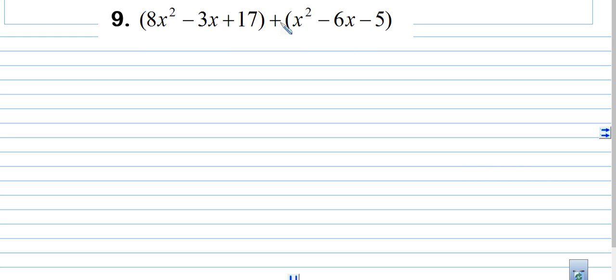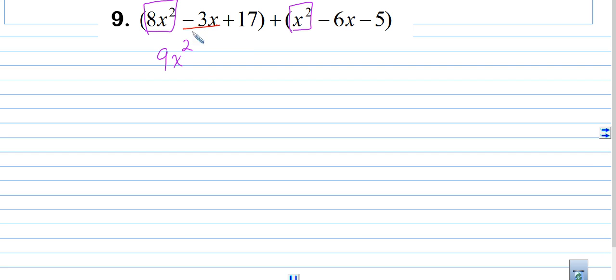Okay? When it's addition in the middle, you really don't have to do anything different. You just combine like terms. We have 8x squared plus 1x squared. So 8 plus 1 is 9x squared. Notice how when we're adding, we do not combine the exponents and make 4. You only add exponents when you're multiplying, and here we're adding. So make sure you know the difference.